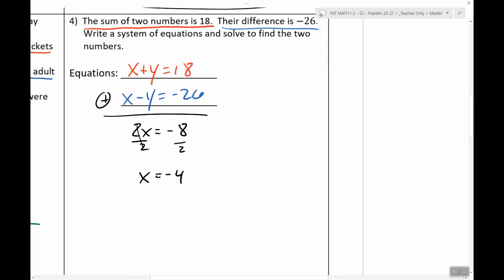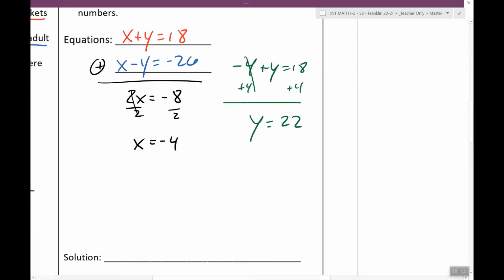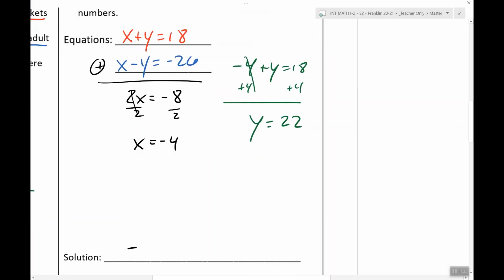Let's plug that into the first equation. Instead of x, we'll write negative 4 plus y equals 18. We'll add 4 to both sides. And y equals 22. So our two numbers are negative 4 and 22.